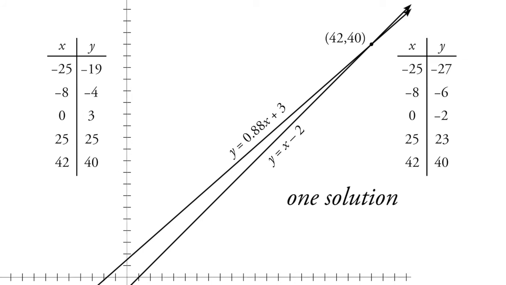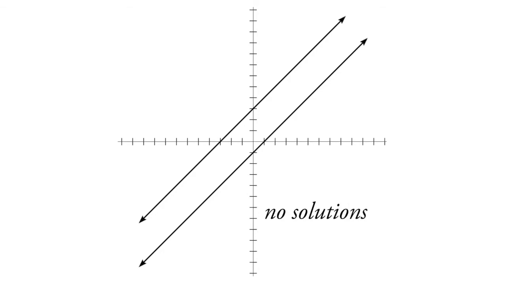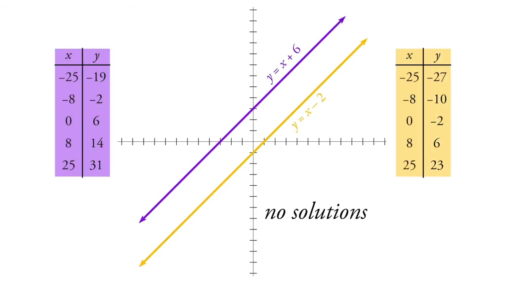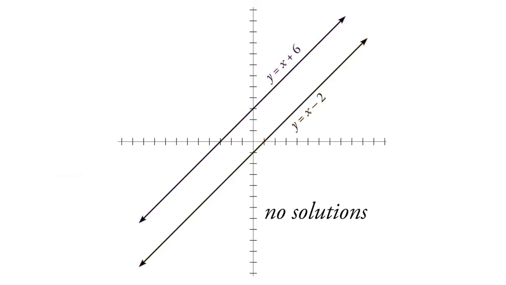So we have an x and a y that works for this line, and we have an x and a y that works for that line. It's the same x and a y. We have one solution. Occasionally, we have no solutions. When we have no solutions, that means that the two lines are parallel. So we have a line here, and we have another line described by another equation here, and the two never meet. So there's never an x and a y value that works for both equations.